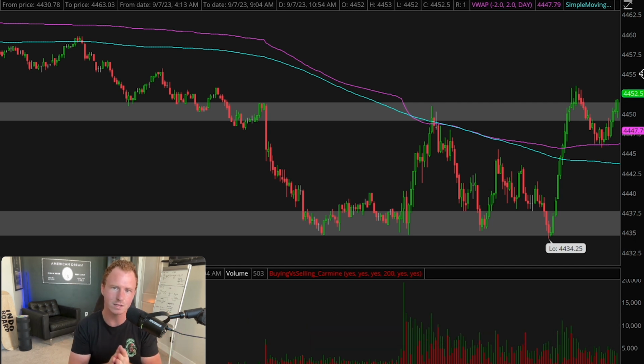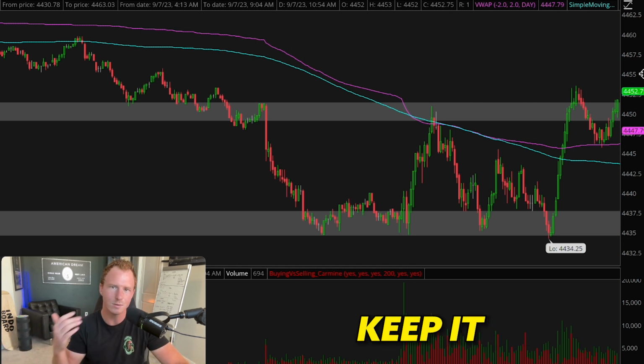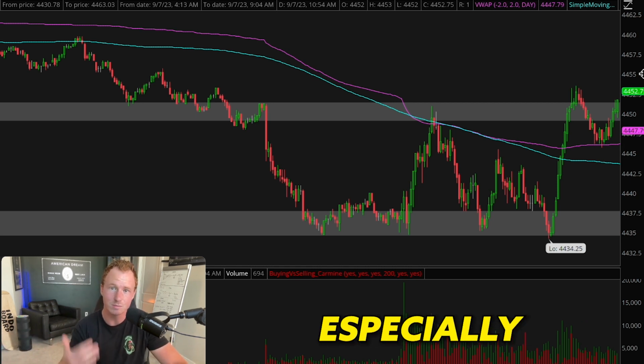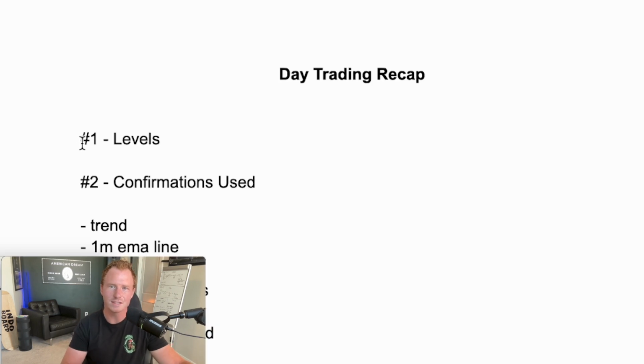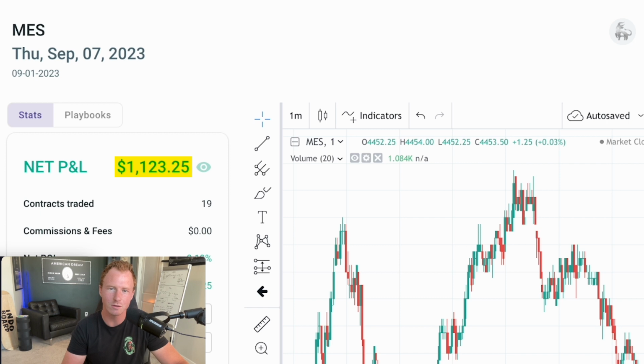So me personally, I look at like 5 confirmations, and if I have 3 of them, I'll take the trade, right? So I keep it super simple. I don't have 10 different indicators like some people do. Again, you want to keep it as simple as you can, especially as a beginner. So anyways, guys, that was my day trading recap. That's how I made just over $1,100 in around 15 minutes day trading the S&P 500.